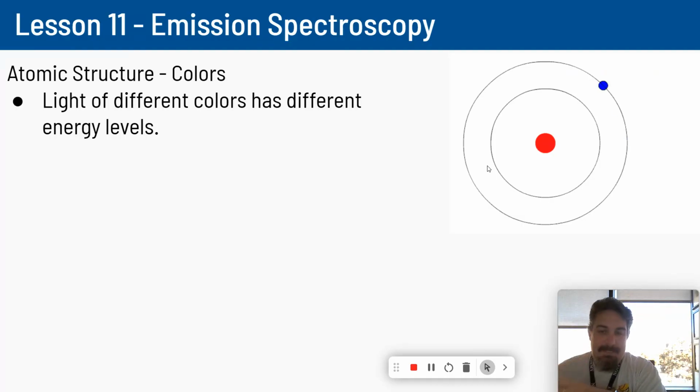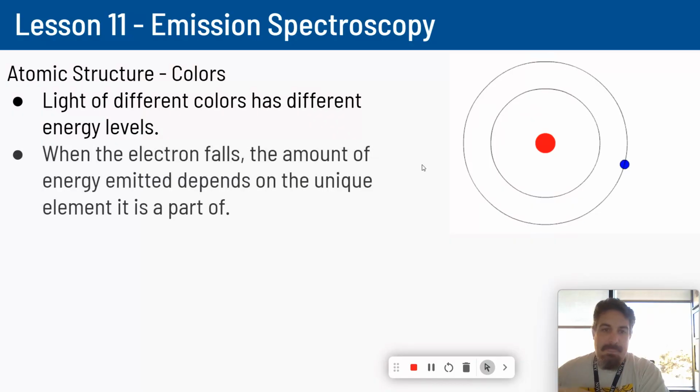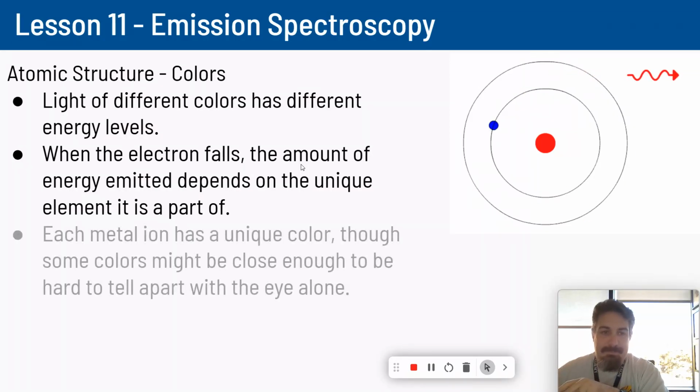And what's interesting about it is that light of different colors has different energy levels. Red and green and blue light is all different amounts of energy. So when that electron falls, the amount of energy that gets released is unique based off what element we're looking at. So all the different elements that we're talking about, they have different amounts of energy released when this happens, like burning or just shining light on them. That's why elements are different colors when you put lights on them.